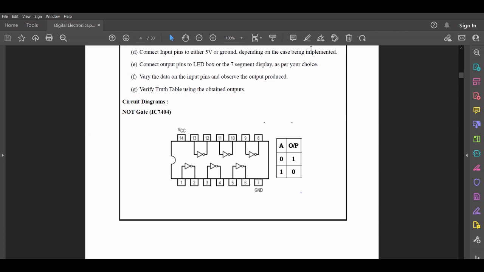There is only one input, that is A, and if the input is logic 0, it is complemented and we get logic 1 as the output, and if the input is logic 1, we obtain logic 0 as the output.